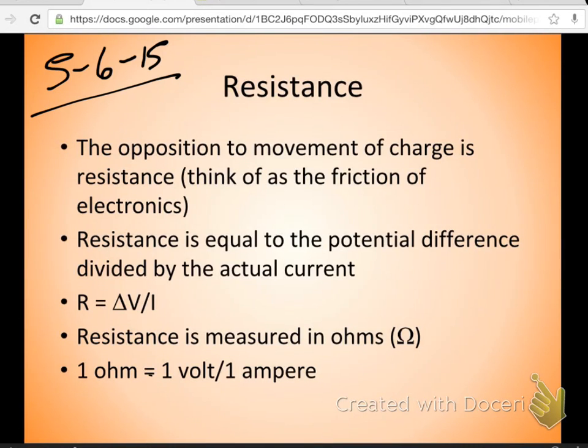Okay, it's the 6th of May. Resist! That's my little joke. Okay, some of you are not into resistance.